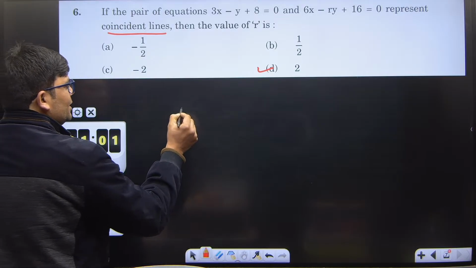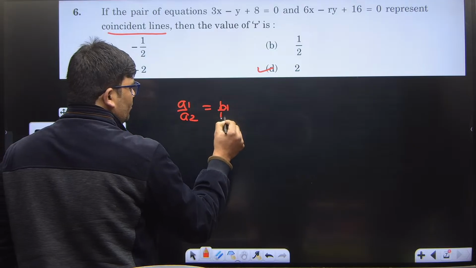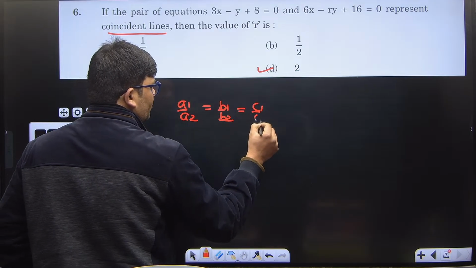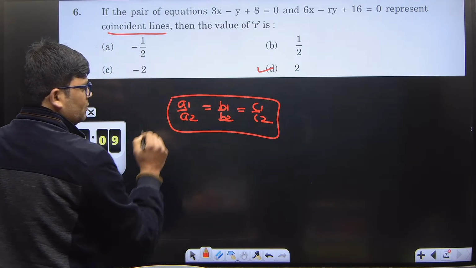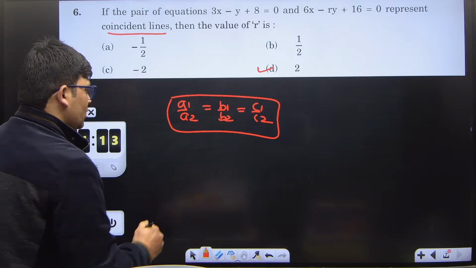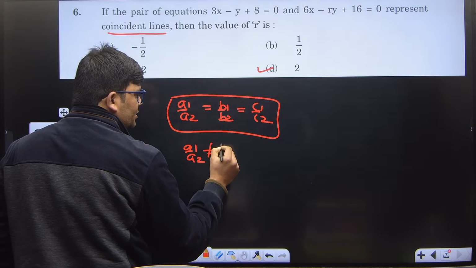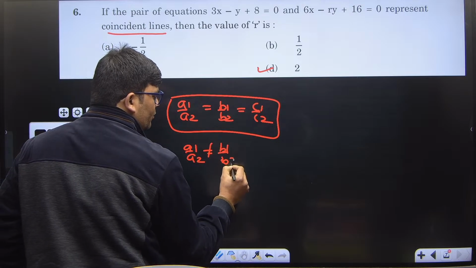Coincident lines are those lines in which you have a1 upon a2 is equal to b1 upon b2 is equal to c1 upon c2. Okay, this is the rule. Okay, thank you. For a unique point, meaning intersecting lines, this is the rule: if a1 upon a2 is not equal to b1 upon b2.